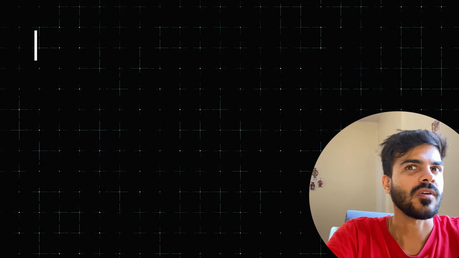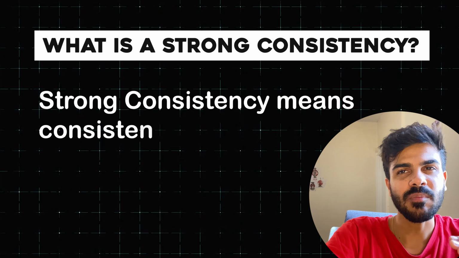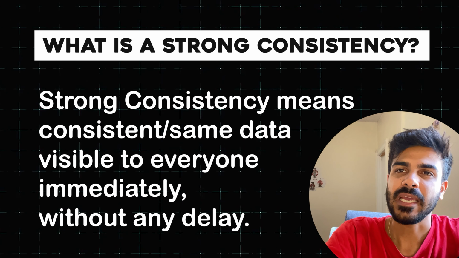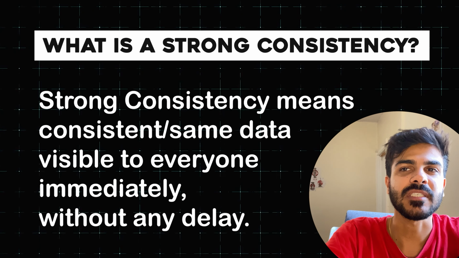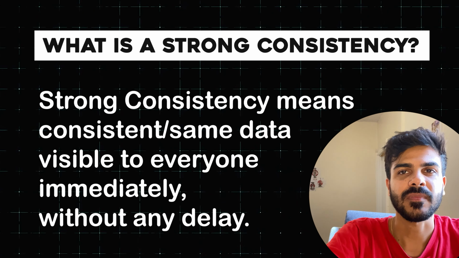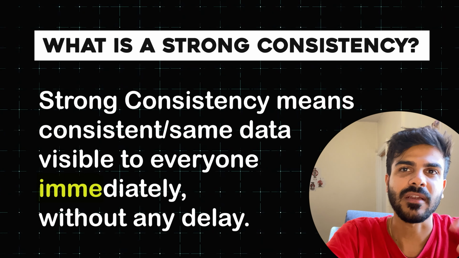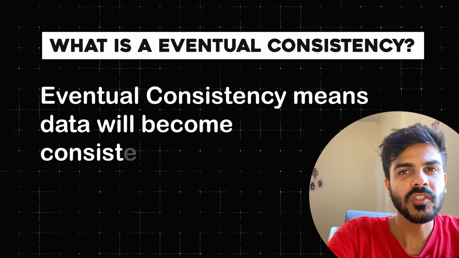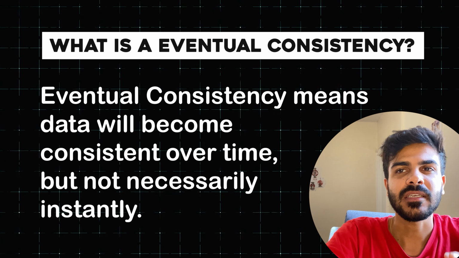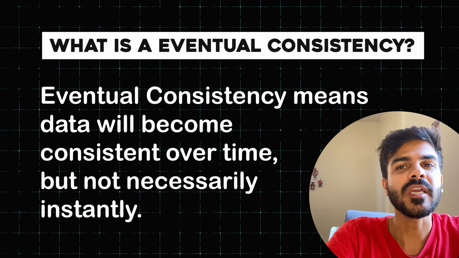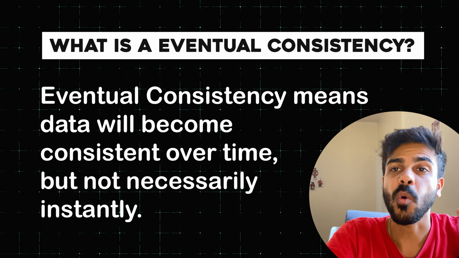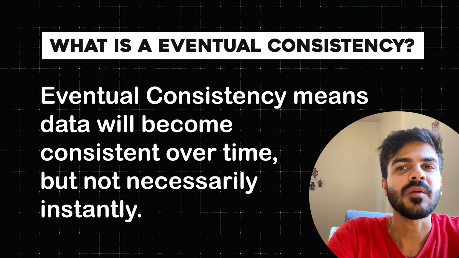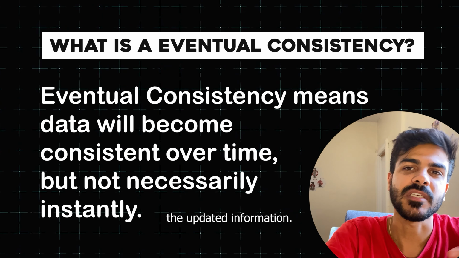What is strong consistency? Strong consistency means that as soon as the information is updated, everyone sees the same updated information immediately. There is emphasis on the word immediately. That is, there is no delay. Eventual consistency means that the information will become the same for everyone over time, but not right away. There might be a short delay before everyone sees the updated information.